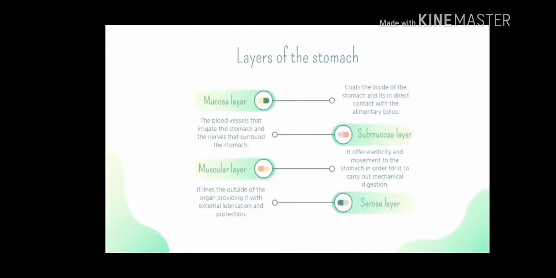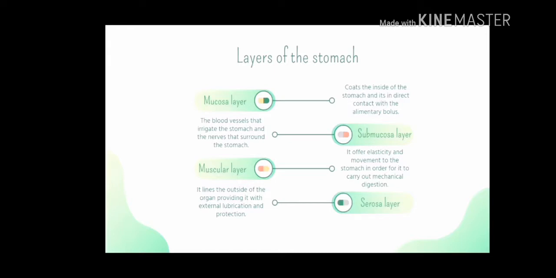Layers of the stomach. Number 1, mucosal layer. This layer is inside of the stomach and is in direct contact with the alimentary bolus. It also protects the stomach from being damaged by gastric juice. This layer has an irregular shape as it forms internal folds called gastric folds on the walls of the stomach. Within this layer are many cells that secrete special stomach enzymes in order to carry out chemical digestion.